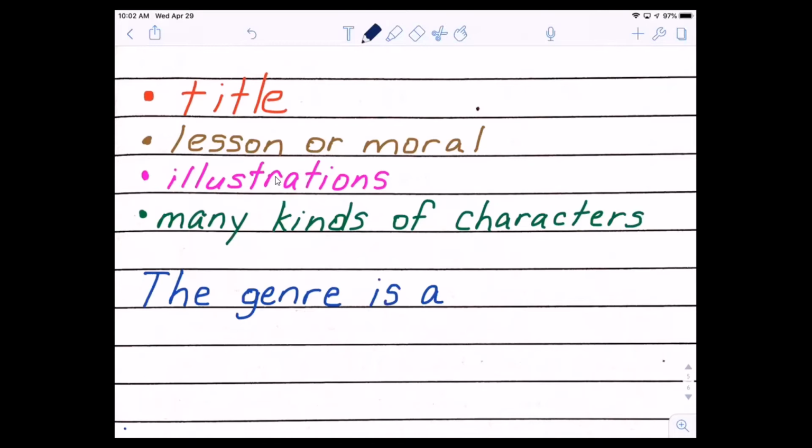Okay, a folk tale, or what's the other type that we learned? A what? Fable. Everyone say fable. I think it's a fable. Okay. Fable. It's a fable. The genre of the story is a fable. That's what we're going to write. Okay, so it's a fable. Okay, so go ahead and write fable.